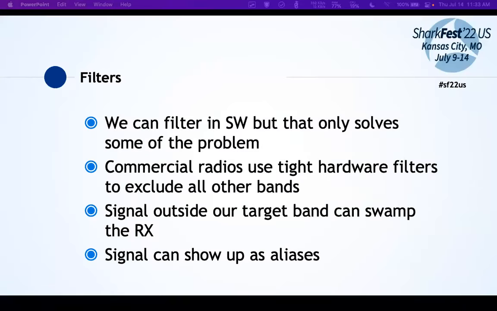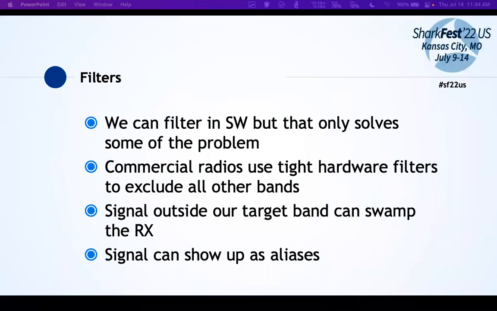Additional hardware that you can add to the SDR are filters. So filters will block parts of the signal and pass other parts. We can filter in software, but that only solves some of the problem. So commercial radios use really strong hardware filters that only pass the small part of the spectrum that they care about through. So they get much better radio performance because they're only ever listening to one tiny slice. Again, since the SDR wants to listen to everything, you don't have that hardware filter. So now you're getting crap from everywhere that's swamping out the signal you want.